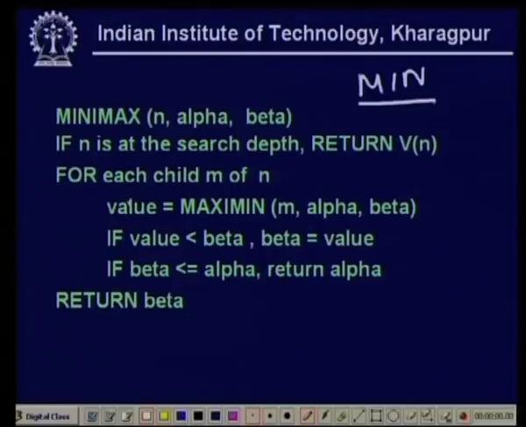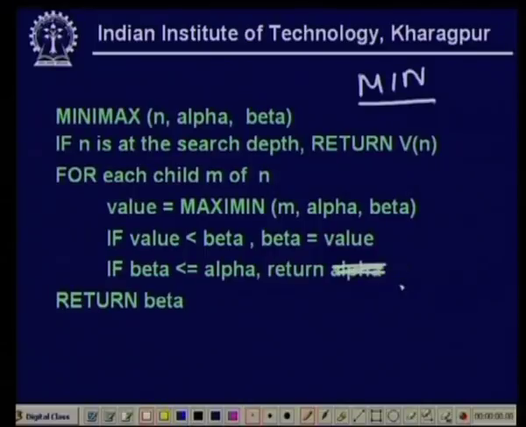Then otherwise, for each max child of n, we find the value of that child by calling maximin recursively. If the value returned is less than beta, we update the beta value of this node. Now, if this beta value happens to be less than or equal to the alpha value of its max ancestor, then we return the beta value.